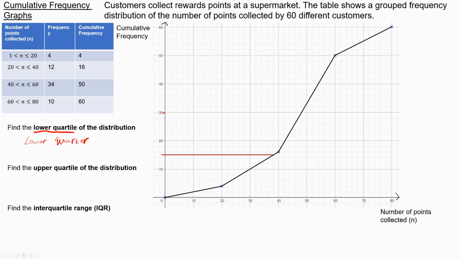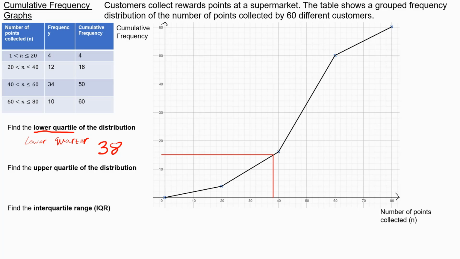We go across and we read where the line that we've just drawn hits the graph, and we can see that's at 38. So the lower quartile is 38 points. So basically, 25% of the customers would have got 38 points or fewer.